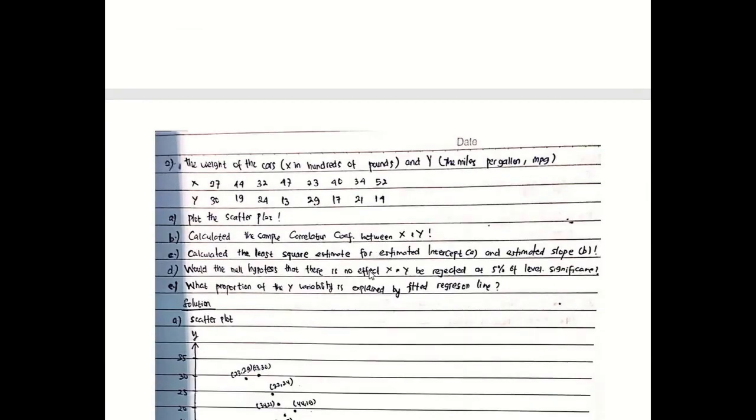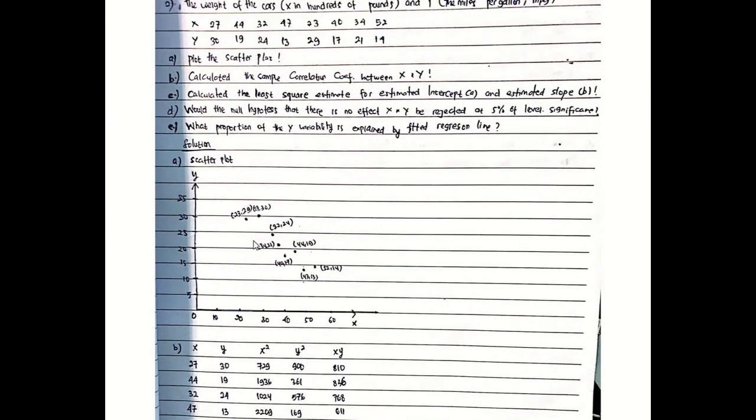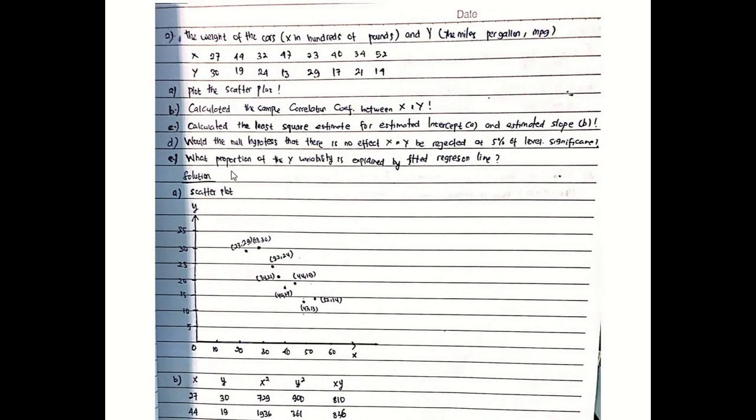So we get the solution for the sketch plot. We just input the X and Y points from the table, and we draw them in the XY plane. We get the result in here. And for part B, calculate the sample correlation coefficient between X and Y.